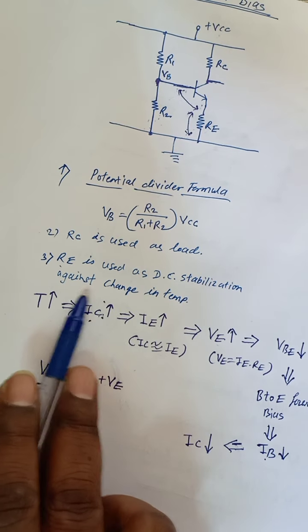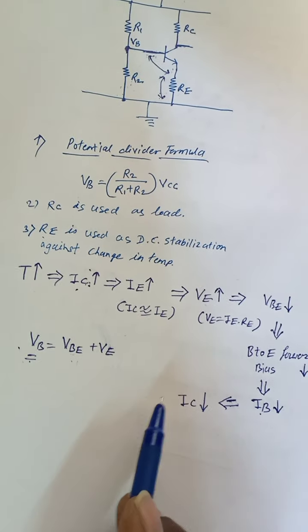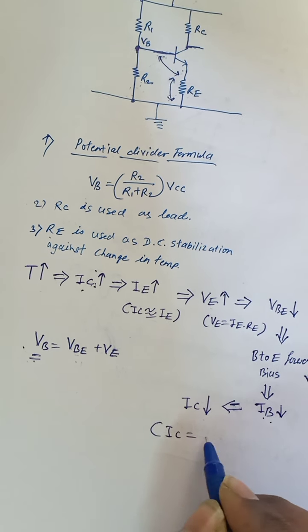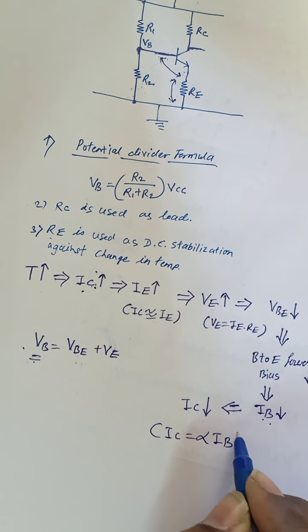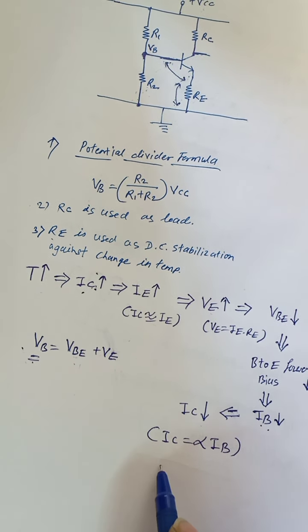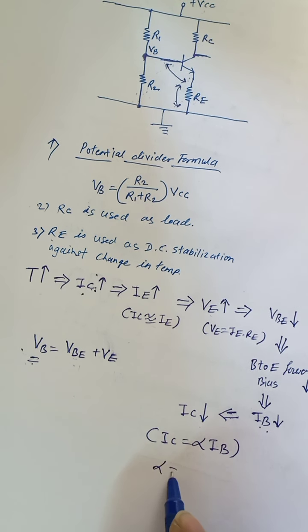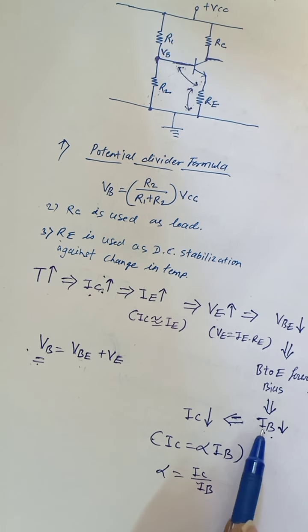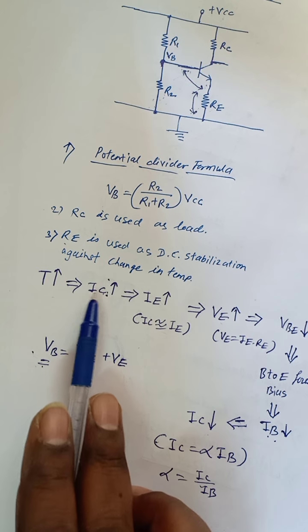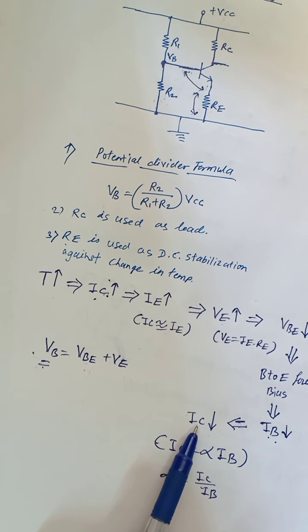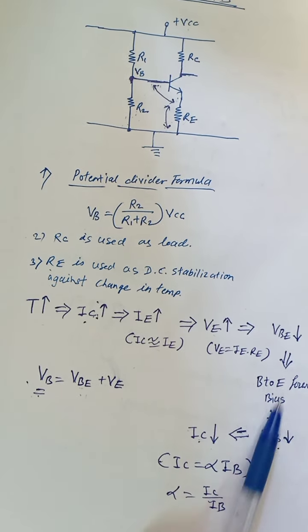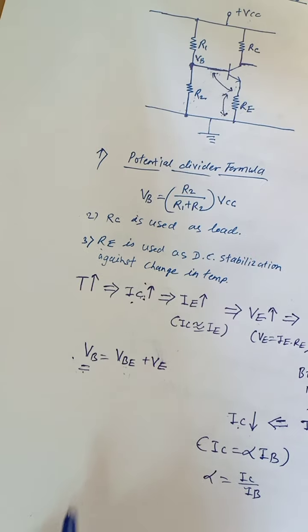So, DC stabilization. Why? Because IB decreases, IC decreases. We know that IC equals alpha times IB. We know the current ratios, alpha and beta. Alpha is equal to IC by IB, so IC equals alpha times IB. Therefore, because of the increase in temperature, the collector current increases, but it drops to its original value with this sequence. So you have to see this. This is the use of RE to get the stabilization.